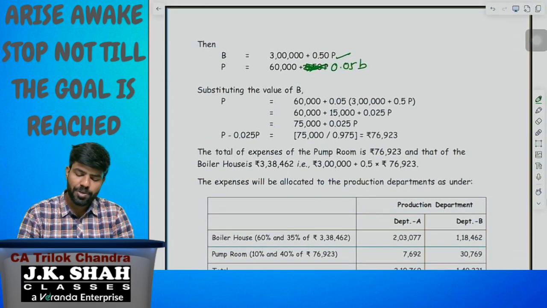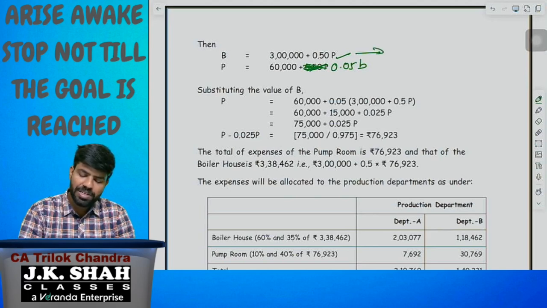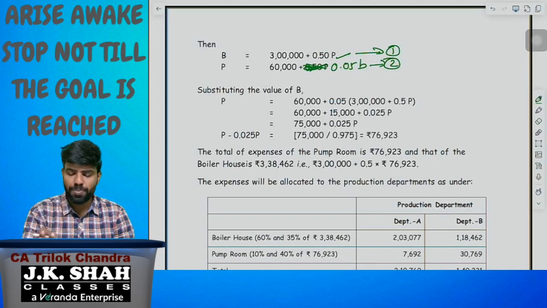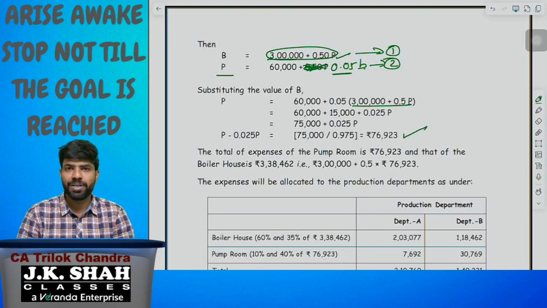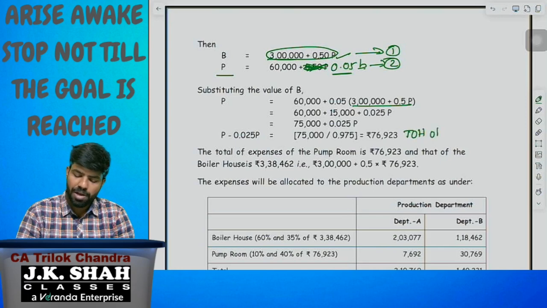Now, substituting the values of B. This is equation 1 and this is equation 2. We'll solve by the substitution method. We take P equals 60,000 plus 0.05 B, and in place of B we write the first equation. If we solve that, we get P equals 76,923. What does this 76,923 mean? Total overheads of department P.